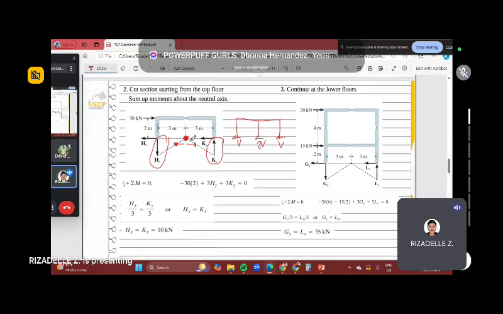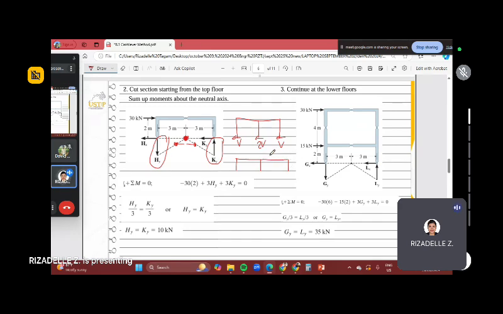After you identify your neutral axis, for example if you have three columns and your neutral axis is here, with x bar, then the side immediately here is tension and the other side is compression. That is the concept for our cantilever method.